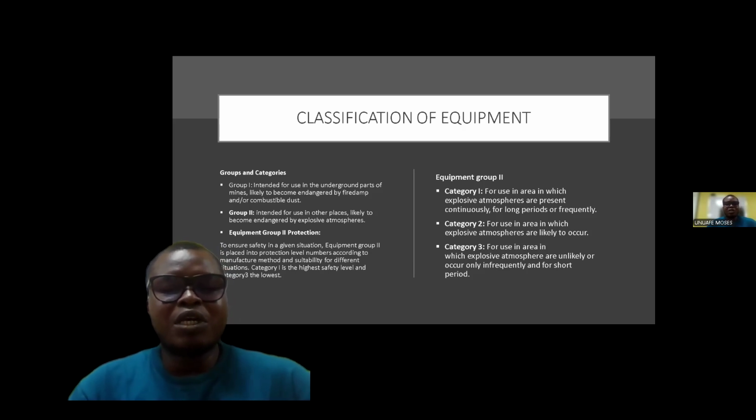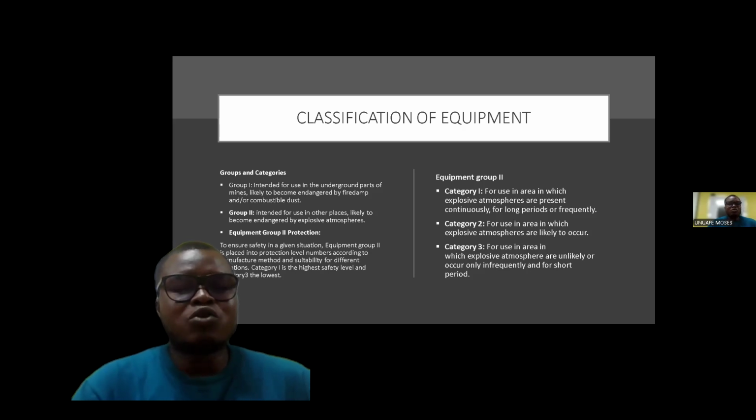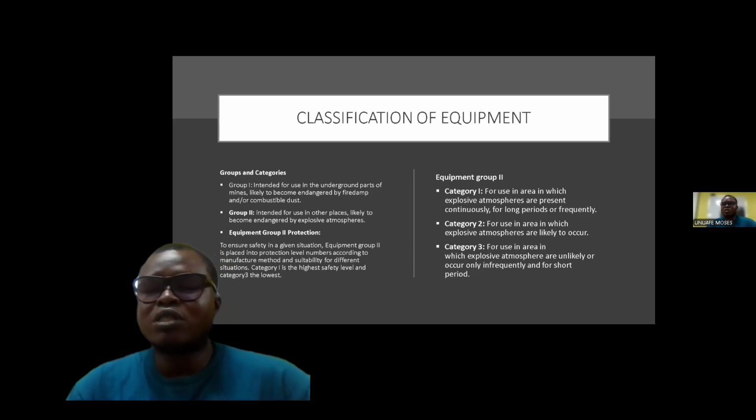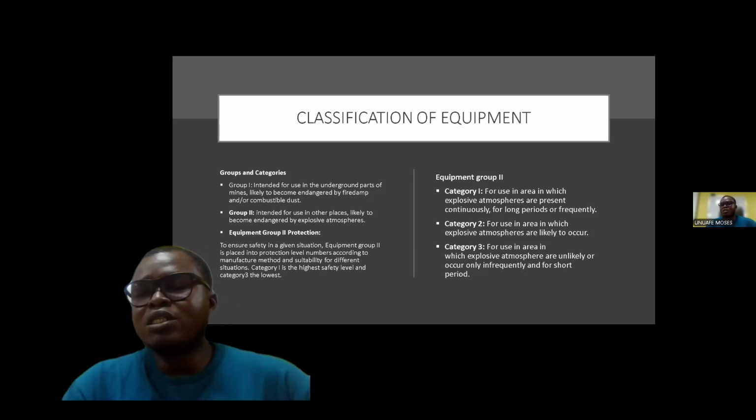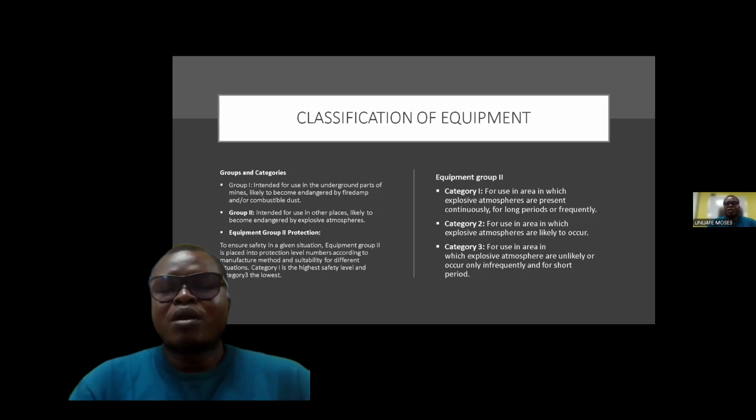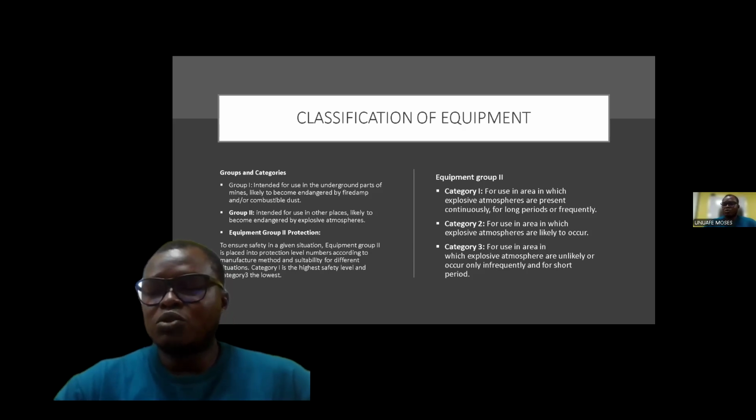So this is equipment group 2, protection. To ensure safety in a given situation, equipment group 2 is placed into a protection level number according to the manufacturer method and suitability for different situations. And now Category 1 is the highest safety level, while Category 3 is the lowest safety level. So whenever you are doing an installation in your site, you have to prioritize Category 1 and Category 2.